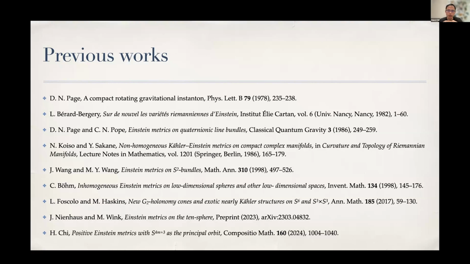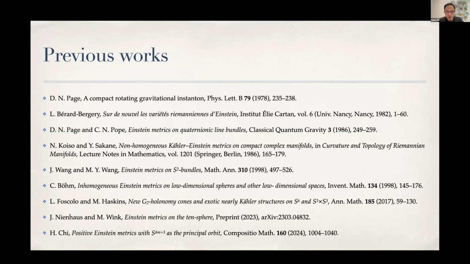Later, in 1998, Christoph Böhm considered a new case. That is, if you replace the circle bundle with an S3 bundle over a quaternionic projective space, then you can still try to get the cohomogeneity one Einstein ansatz.